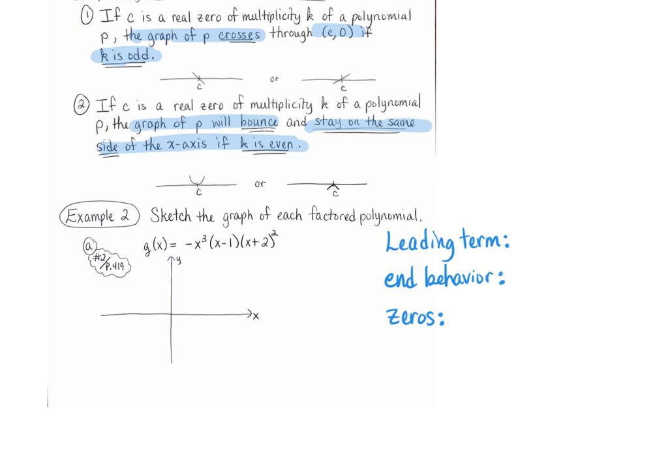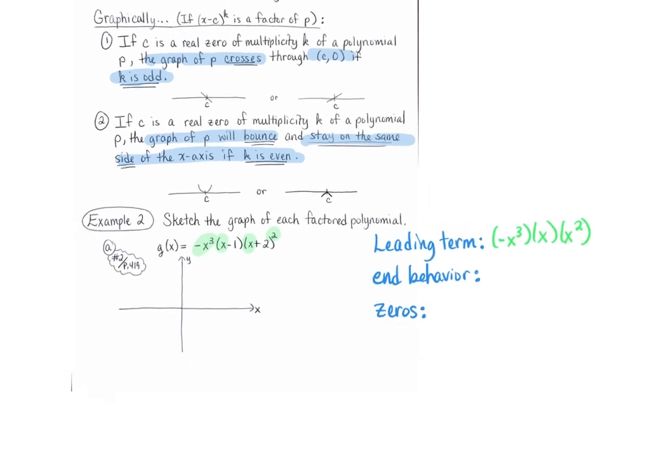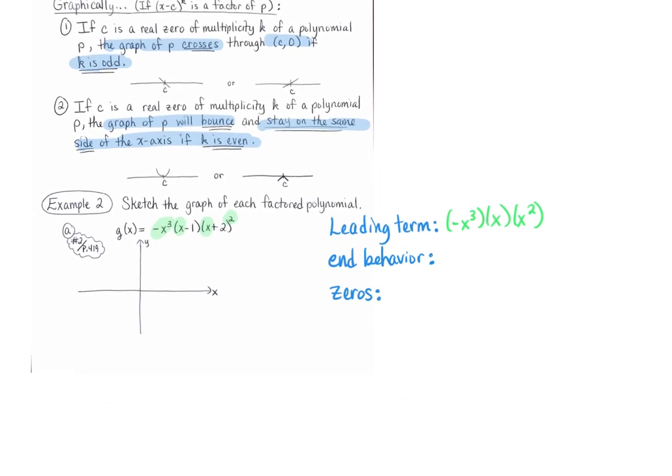So remember, in factored form, we pick up the variables with highest degree from each part. And we pick up a constant out front if it's there. So we have the negative x cubed, an x, and an x squared. So that will be negative x cubed times x squared. That will give us a negative x to the what power?